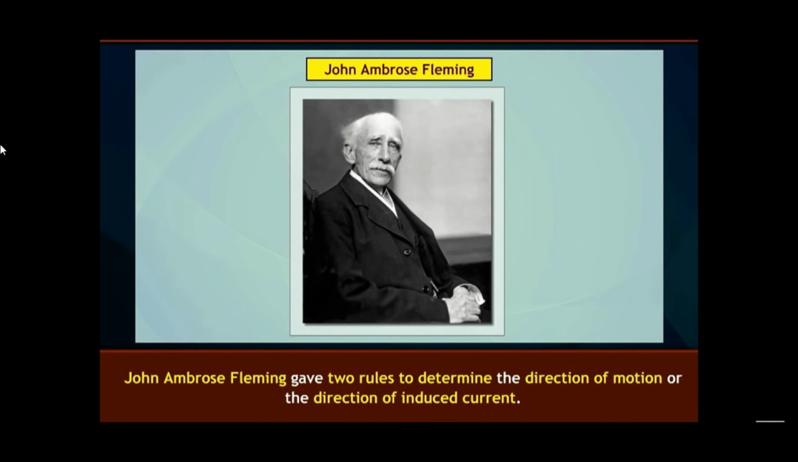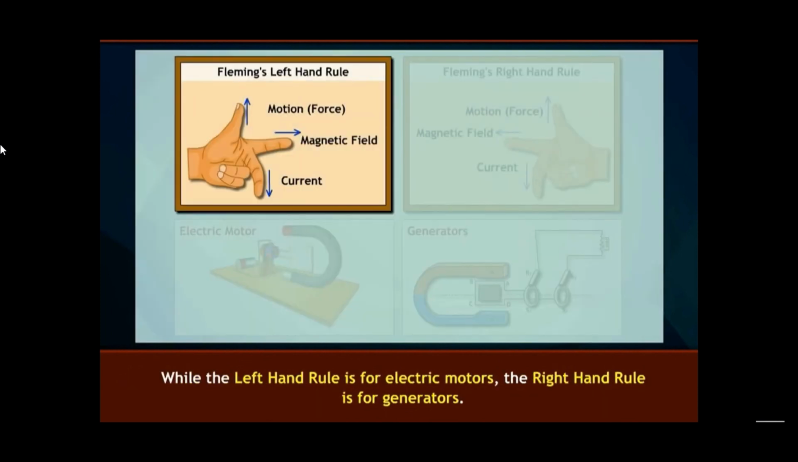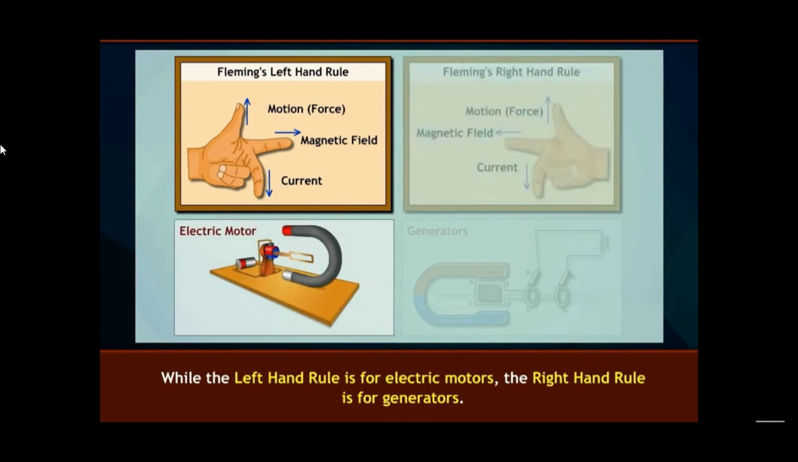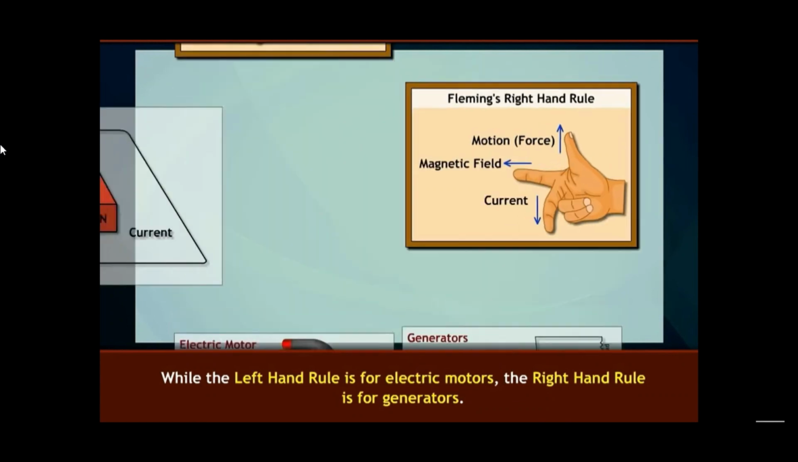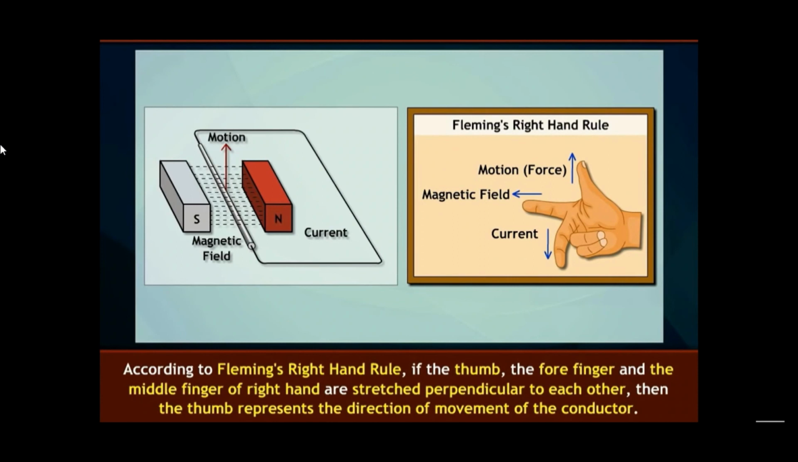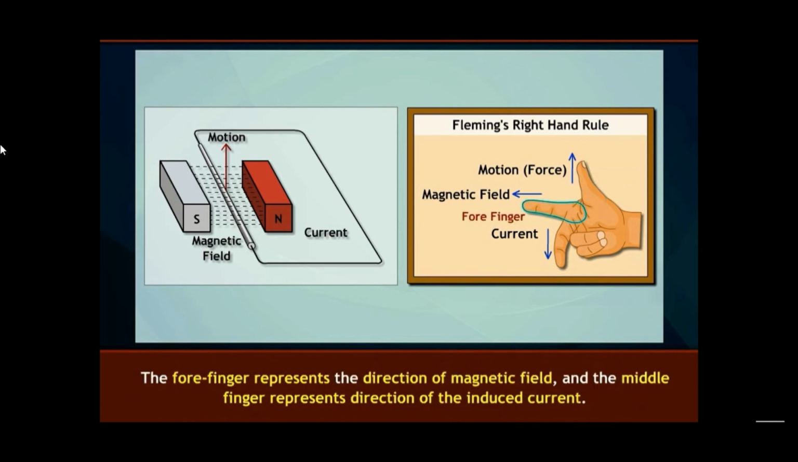John Ambrose Fleming gave two rules to determine the direction of motion or the direction of induced current. While the left-hand rule is for electric motor, the right-hand rule is for generator. According to Fleming's right-hand rule, if the thumb, the forefinger and the middle finger of the right hand are stretched perpendicular to each other, then the thumb represents the direction of the movement of the conductor. The forefinger represents the direction of magnetic field and the middle finger represents the direction of induced current.